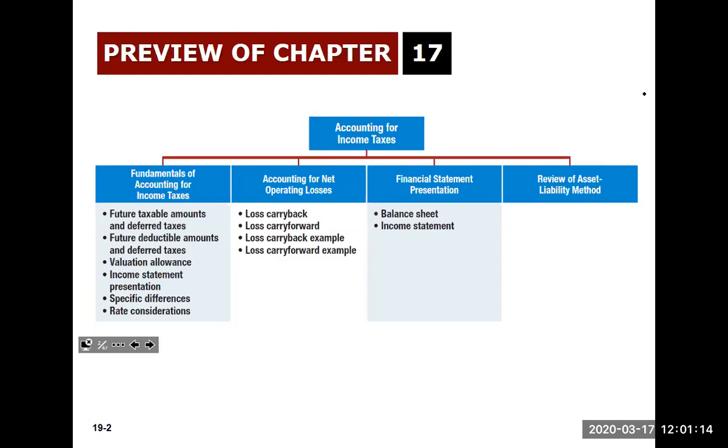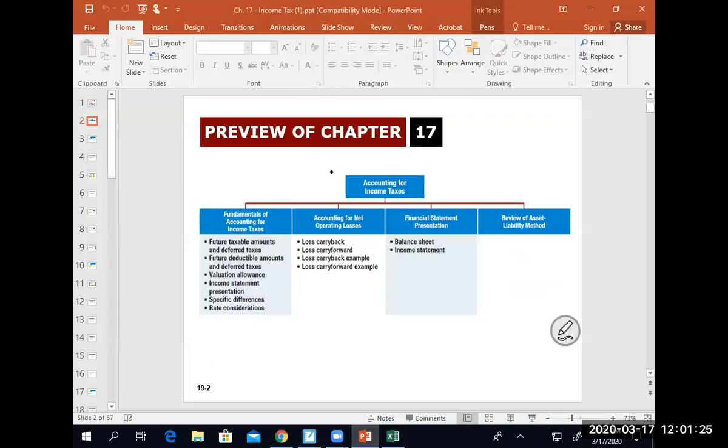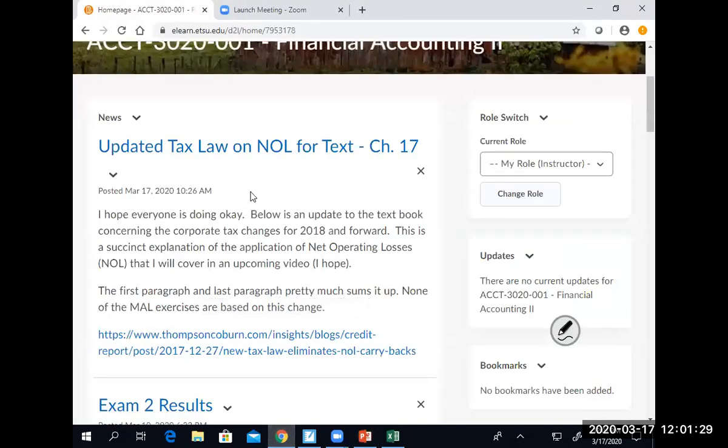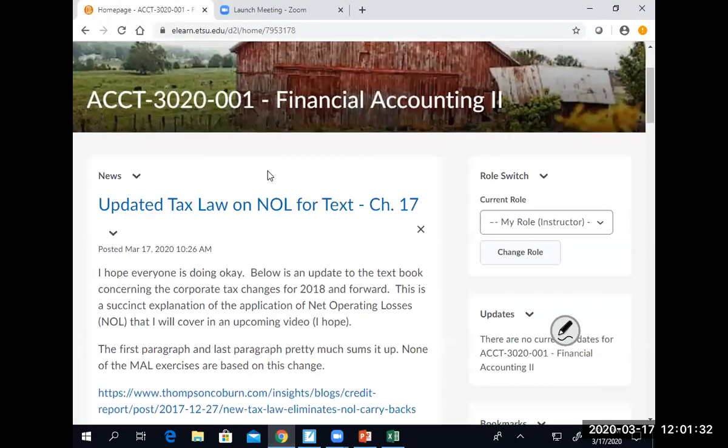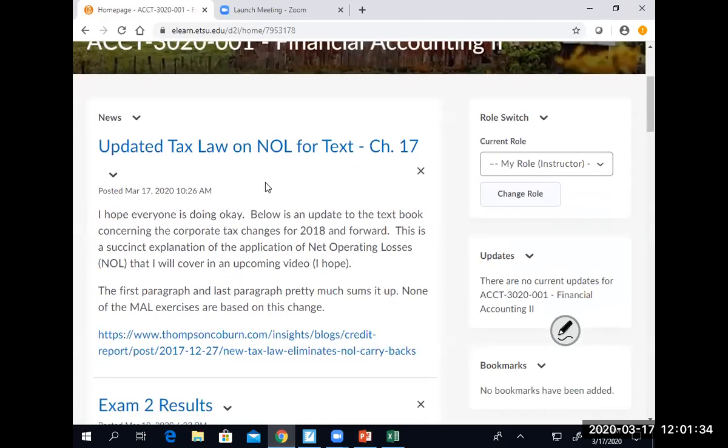The second part of this has to do with accounting for net operating losses. Now, the laws have changed for that. We go back here and look at, if I can toggle out of this, there it is. If I go over here to something that I posted on D2L, you can see it there on the screen. It's been out there about an hour ago.